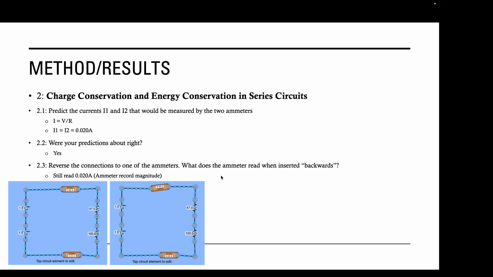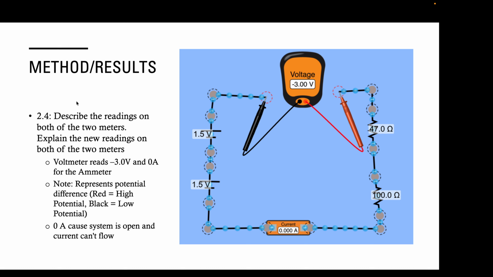What does the ammeter read when inserted backwards? It still reads 0.020 amps because the ammeters here are recorded as magnitude. For 2.4, we are describing the readings on both of the two meters, explaining the new readings. The voltmeter reads negative 3.0 volts and 0 amps for the ammeter right here. Note that the red here represents the high potential and black represents low potential, which explains the negative 3 volts, and it is 0 amps because the system is open and the current can't flow here.